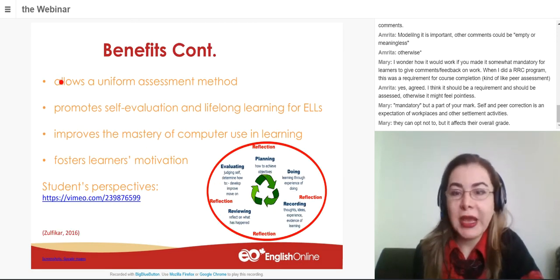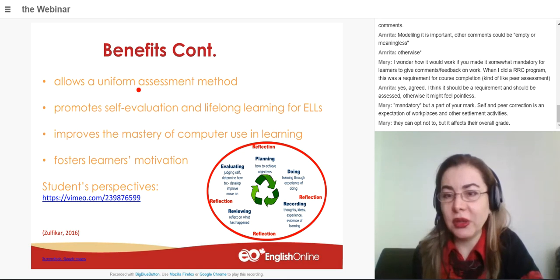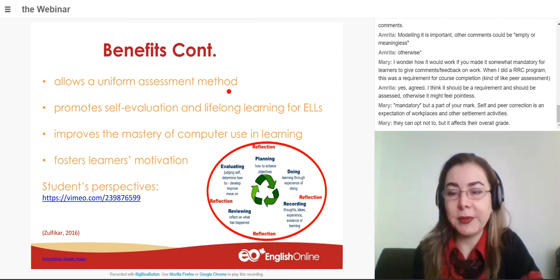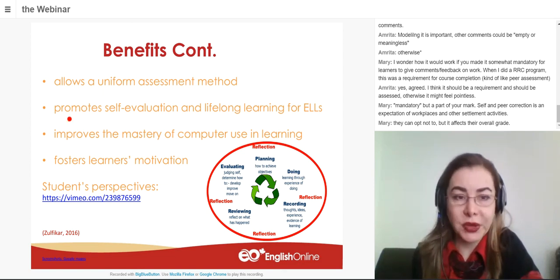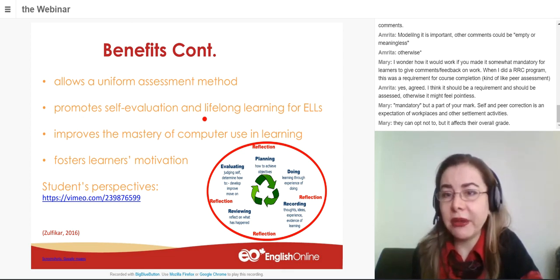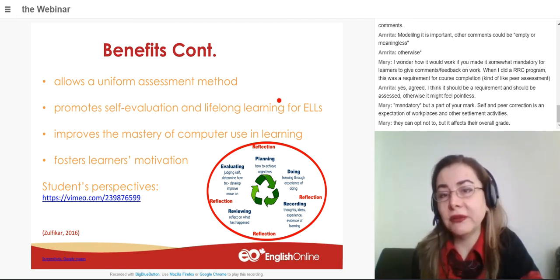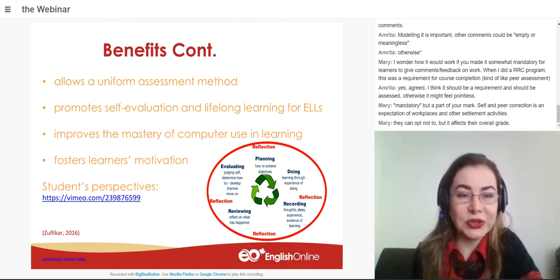And back to this point which you all have raised, it allows a uniform assessment method that is applied on everyone. However, each learner can add his or her own creativity part to the work. Promote self-evaluation, as Mary has added, self-evaluation, and definitely lifelong learning with a focus on the ELLs, the English language learners.